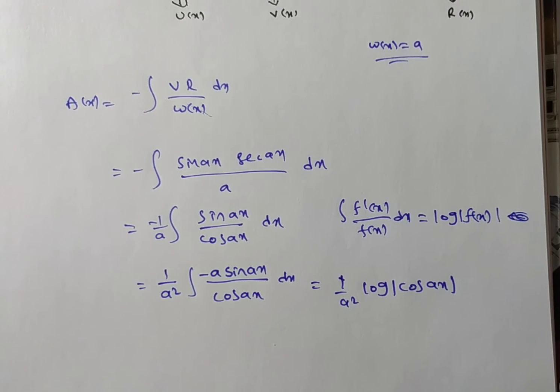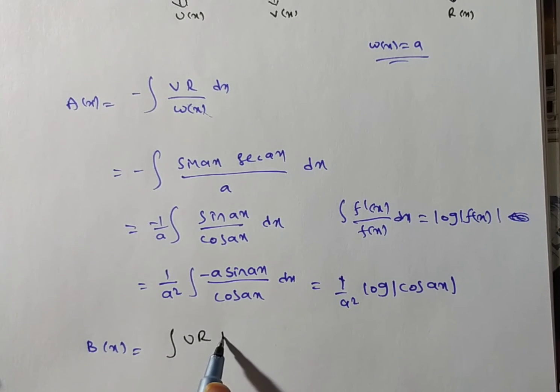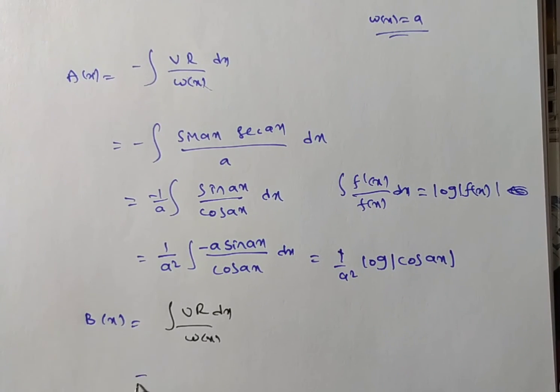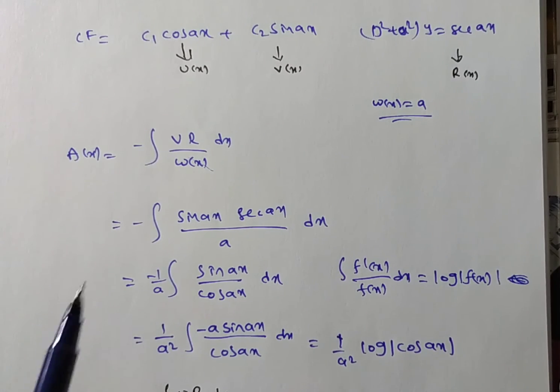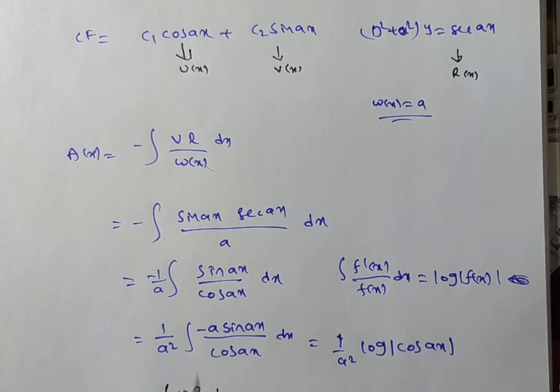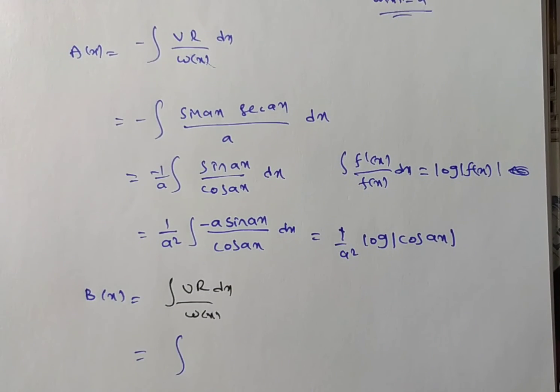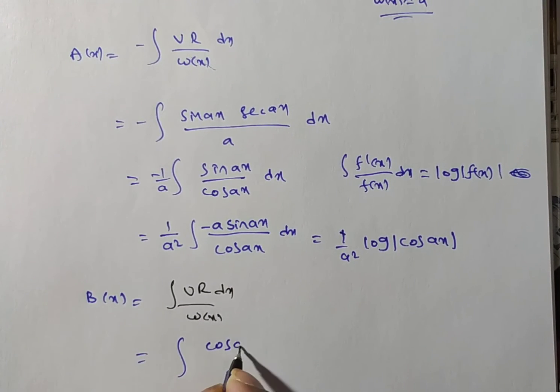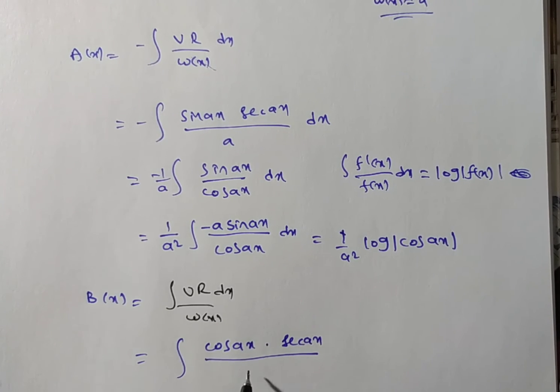Right. Next we need to find out what? B of x. What is the B of x formula? You have B of x is equal to the integral of u times r dx by w of x. So u of x is the c1 quotient. What is the c1 quotient here? You have cos ax, and r of x is secant ax, and the Wronskian is a. Okay, now you write all of this in, then we will have cos ax into r of x, which is secant ax, and w of x is a, into dx.